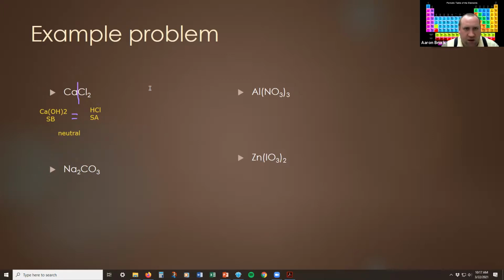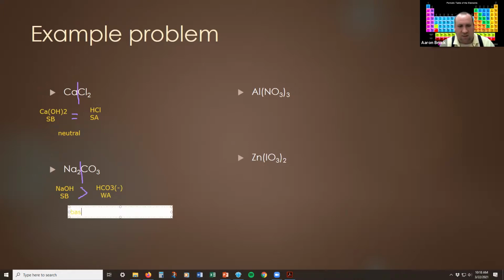In the second example here, again, split it right down the middle. I've got sodium. Sodium is derived from sodium hydroxide. Sodium hydroxide is a strong base. I've got carbonate ion. Carbonate ion is derived from its conjugate acid, which is the bicarbonate ion, HCO3 minus. Now, we know that carbonic acid, H2CO3, is a weak acid, which means that bicarbonate ion has to be a weaker acid than that. So this is a weak acid. I can see that my strong base is better than my weak acid. So this is going to be a basic salt.